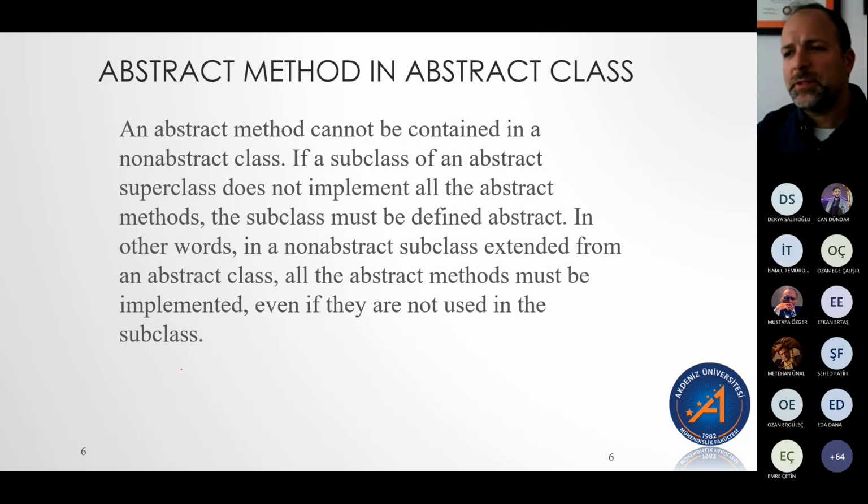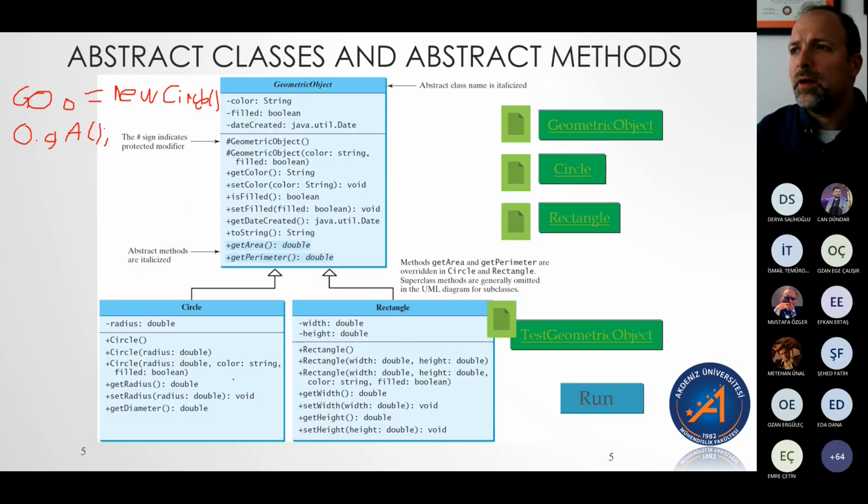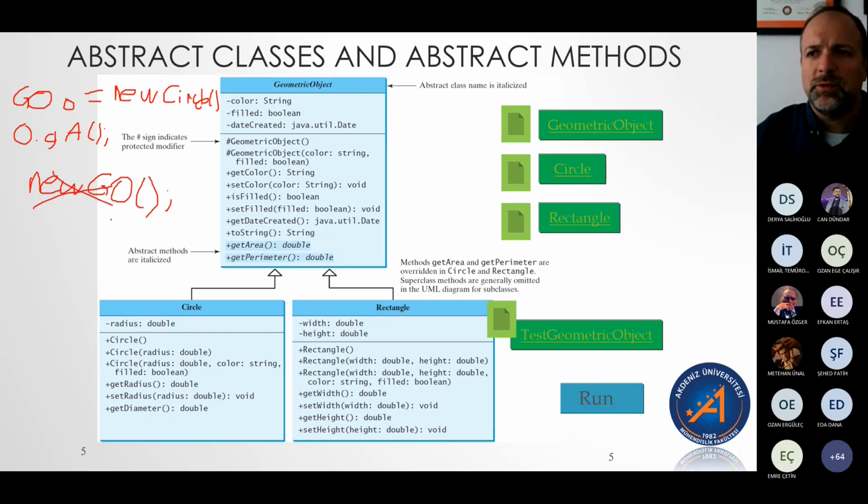Right. So let me show you. Let's go back up. Here, the geometric object is the abstract class, which means we cannot use the new keyword with that class. We cannot say new geometric object, right? The compiler will fuss at us for this because we cannot create an object of that type. But we can create a reference variable of that type. The object itself has to be one of the children, but the variable can be a parent.